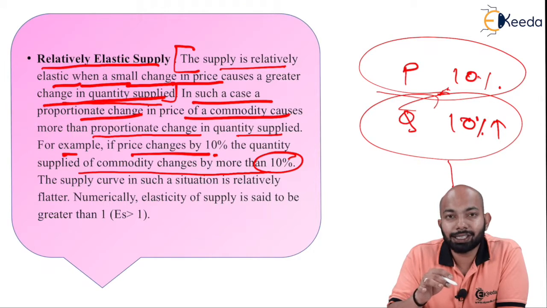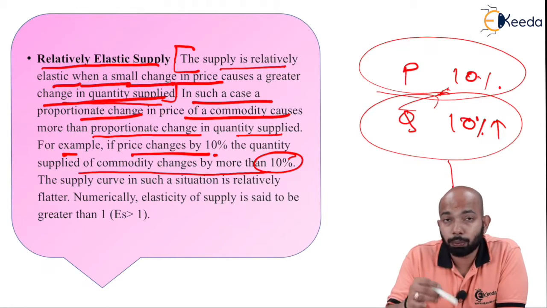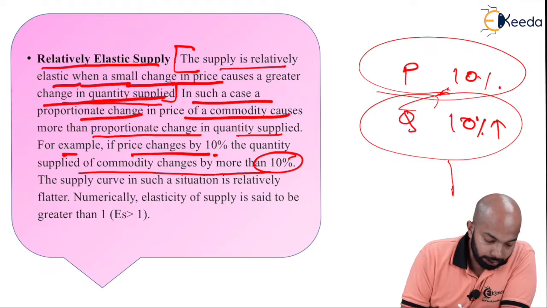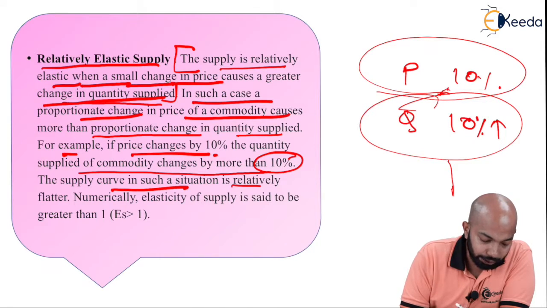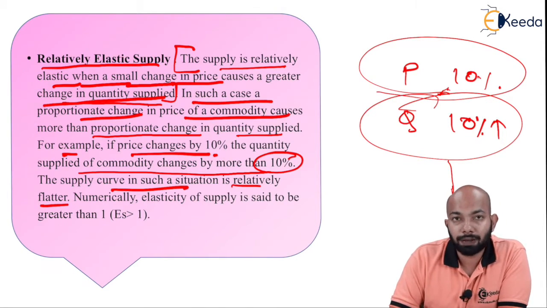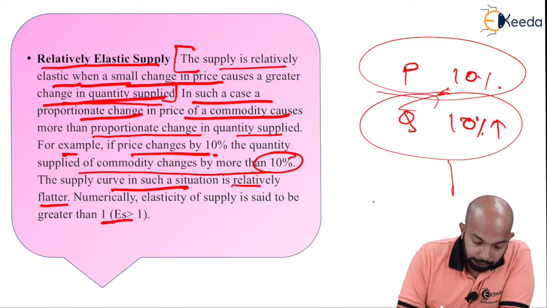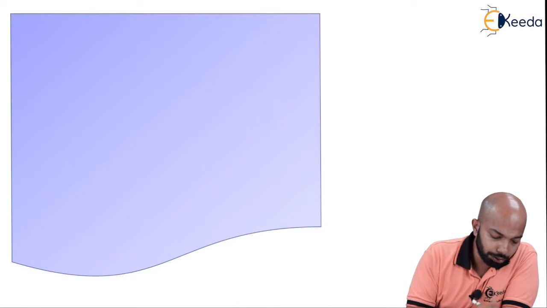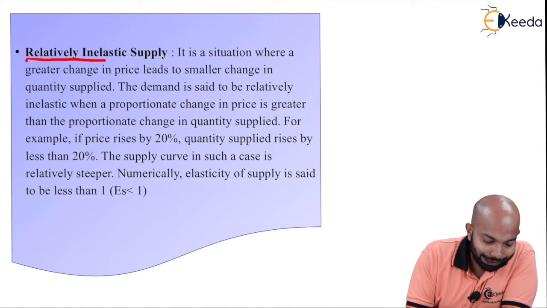Whatever proportion price is changing, it is not necessary that the quantity will change in the same proportion; it will be more than that proportion. This is when relatively elastic supply is considered. The supply curve in this situation is relatively flatter. Now the supply curve will be even flatter here. Here, elasticity of supply is greater than 1 because the proportion of quantity supplied is more than the proportion by which the price is changing.